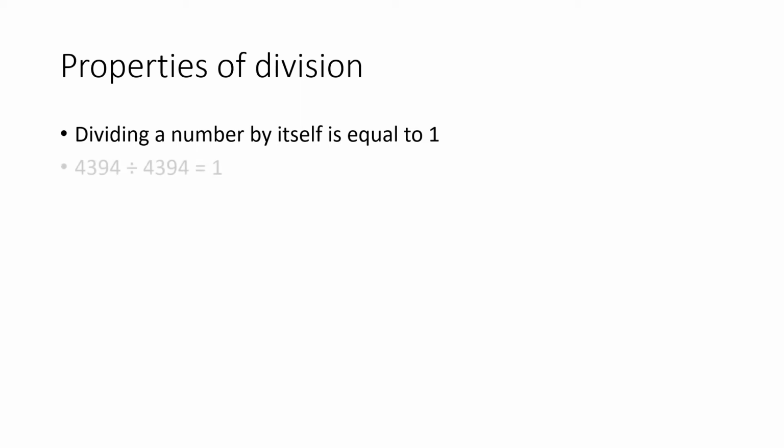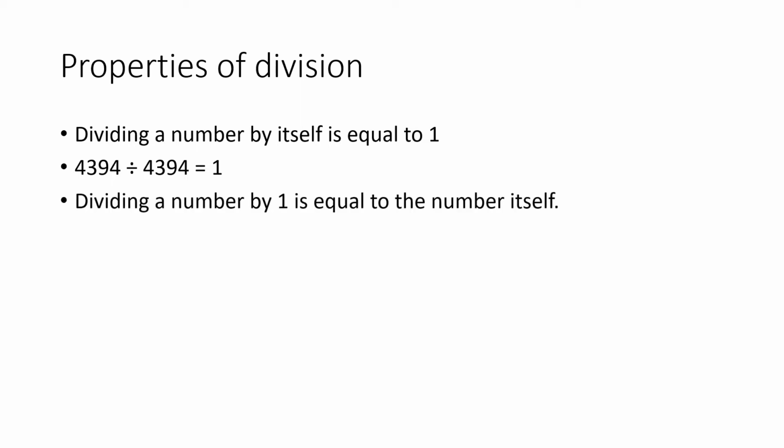Let us see a few properties of division. First, dividing a number by itself is equal to 1. See here, 4394 divided by 4394. Then the result will be 1.